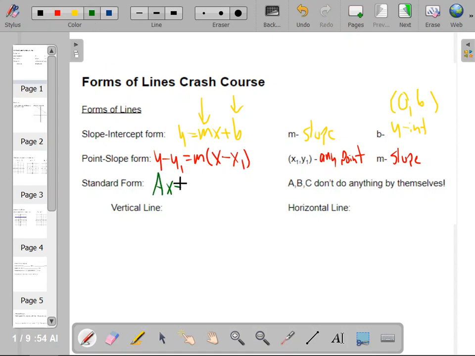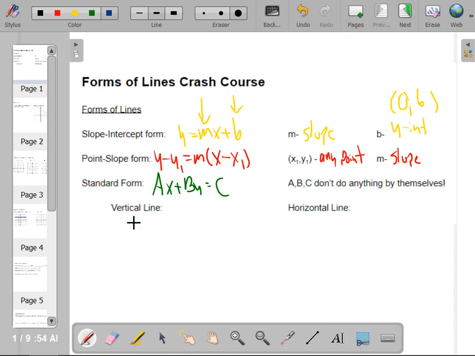Standard form is the one we usually use for word problems. That's something like ax plus by equals c. And these don't mean anything by themselves. These aren't intercepts. A, b, and c are not the slope. You can't just eyeball it. Usually we graph using the intercepts, cover-up method if you call it that way.